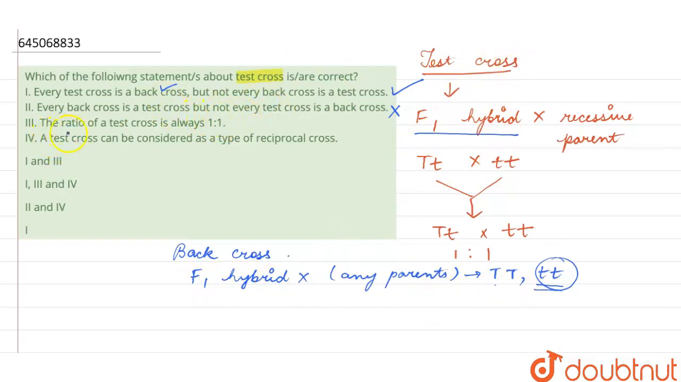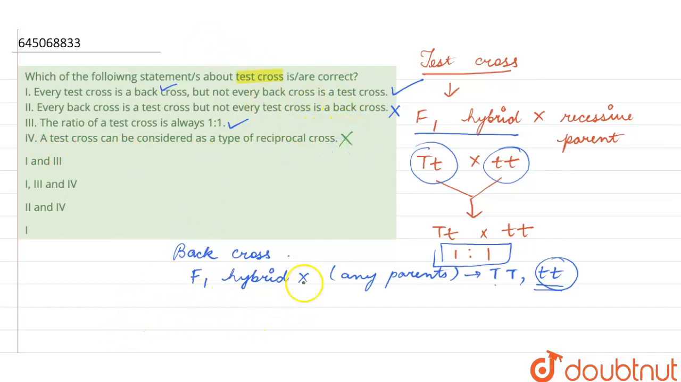The third is: the ratio of a test cross is always 1:1. That we have seen here, right? Because in a test cross the F1 progeny is crossed with the recessive parent, and the ratio that we will get is 1:1. So this is again correct. And the last one says a test cross can be considered as a type of reciprocal cross. So this statement is wrong.